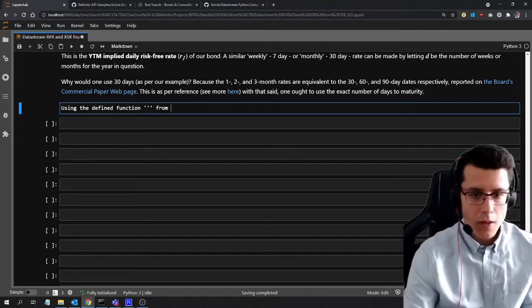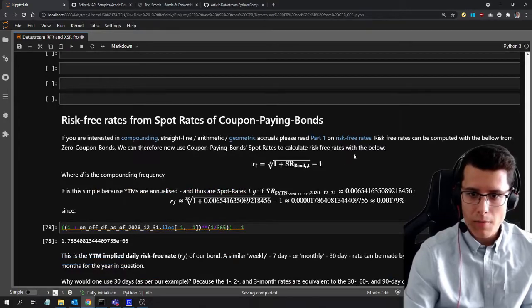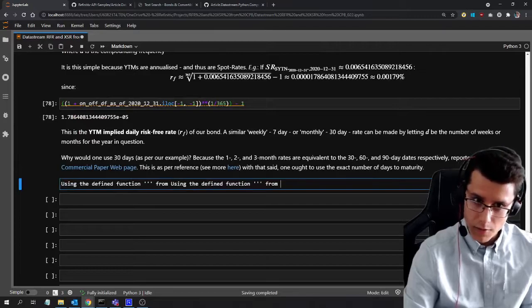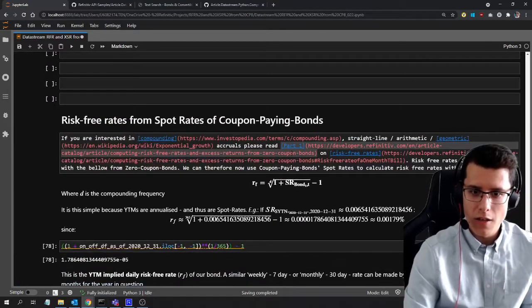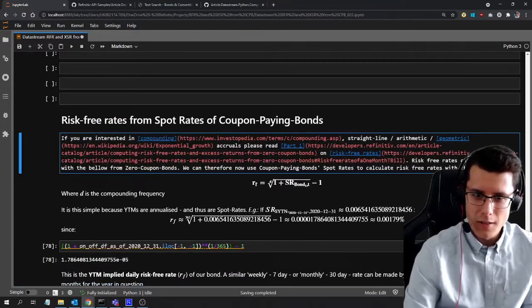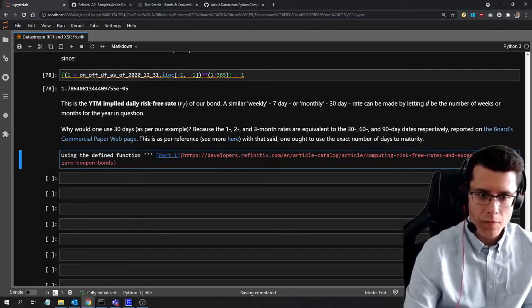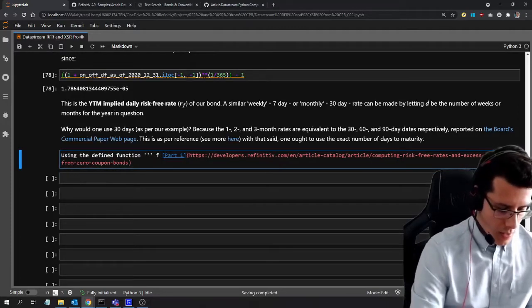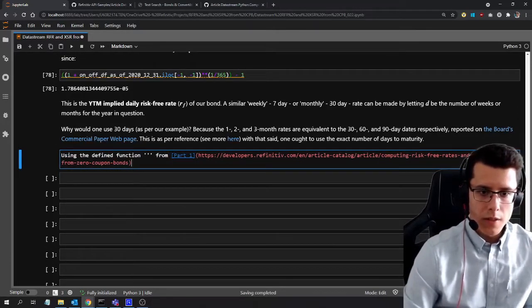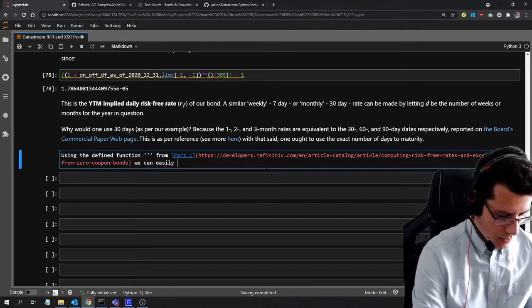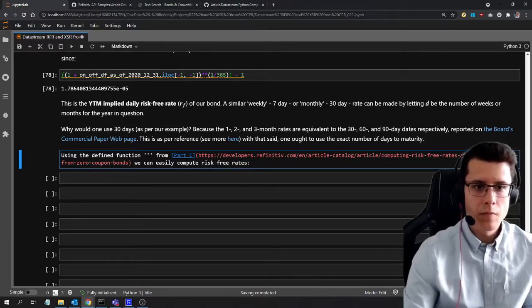Nope. For some reason it did not like that. There you go. Control C, Control V. It's just being silly. There you go. Right. From part one, we can easily compute risk-free rates. What's the function again?